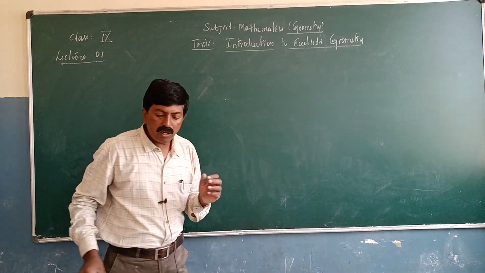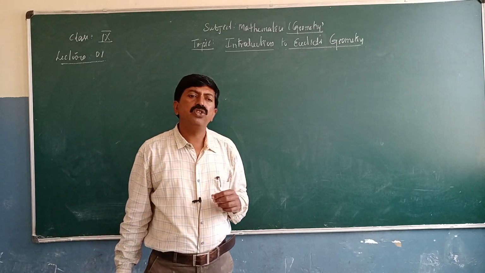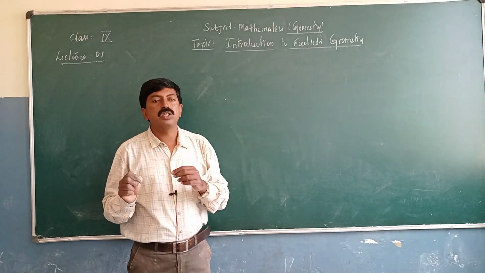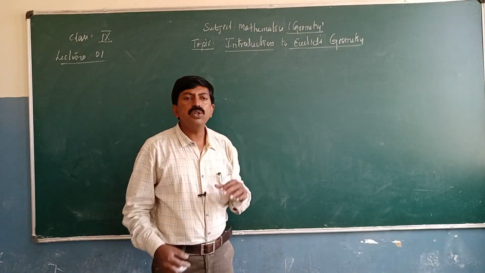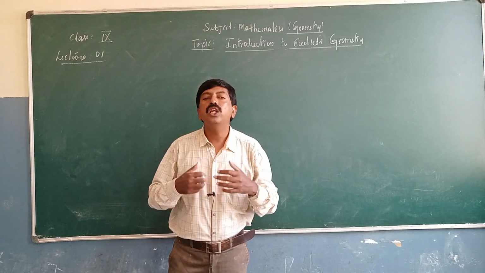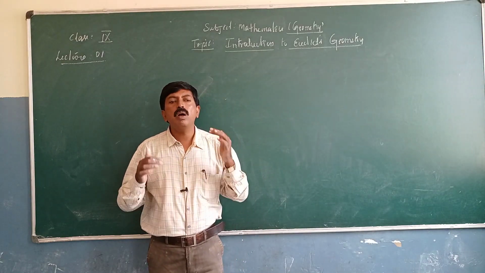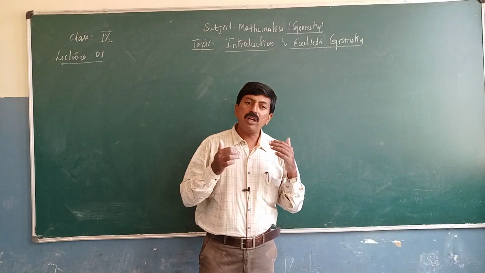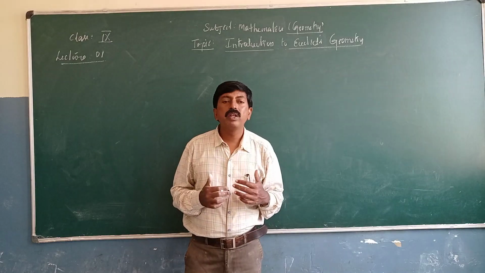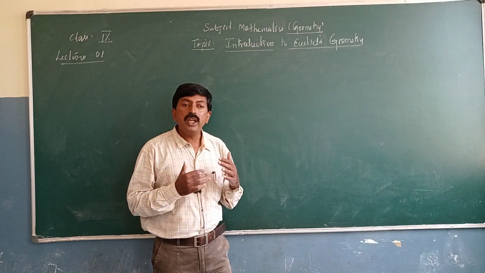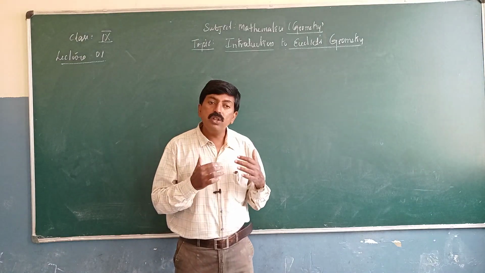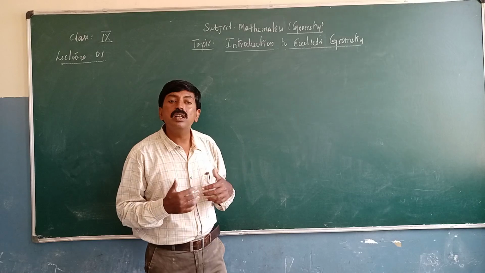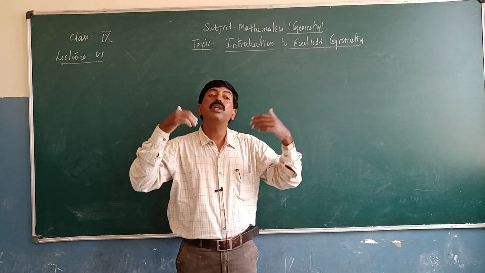Now, related to this concept, the great mathematician Euclid deduced certain axioms and postulates. So that is the introduction to Euclid geometry. As we already know, geometry is one of the important branches of mathematics. Geometry is derived from the Greek words geo and metron. Geo means earth, metron means measurement. It is measurement of earth.